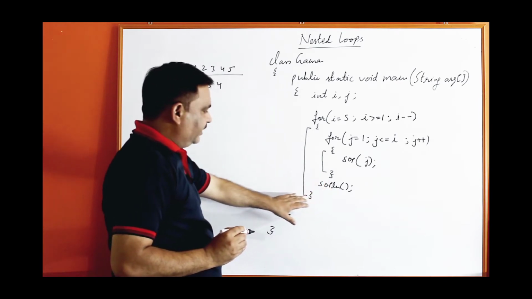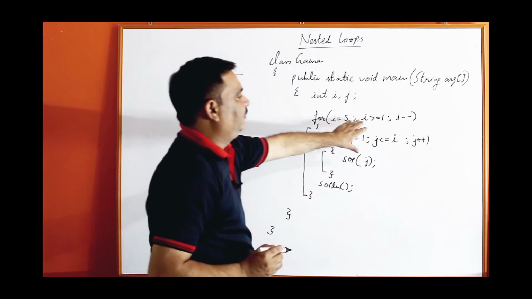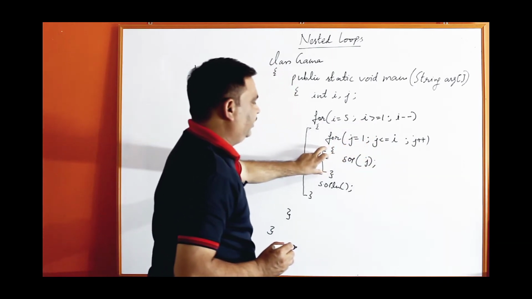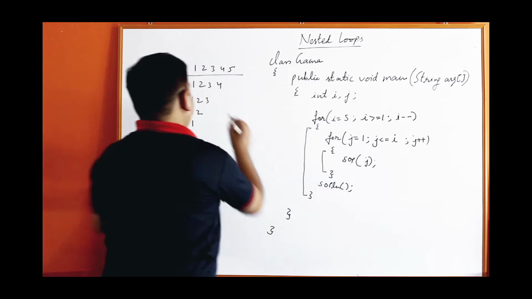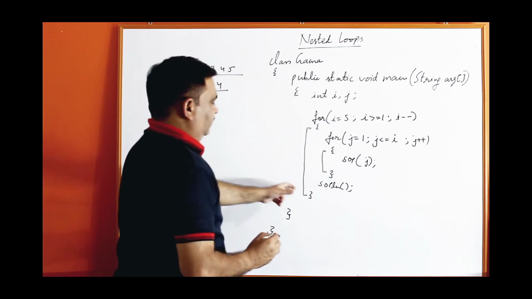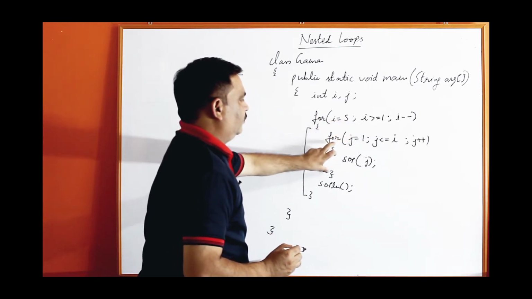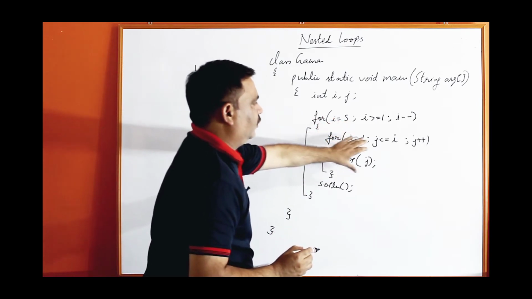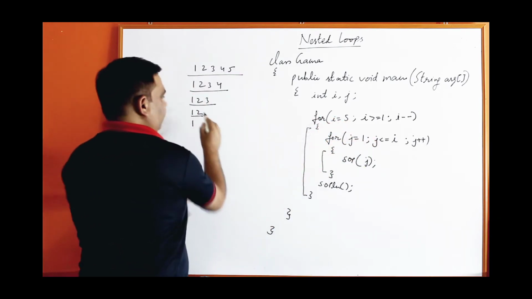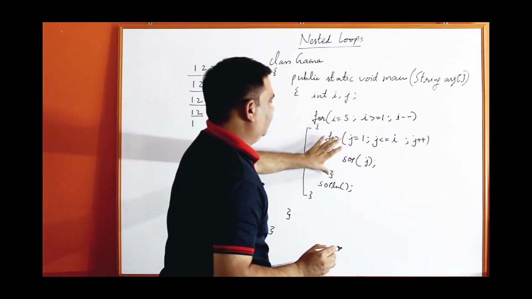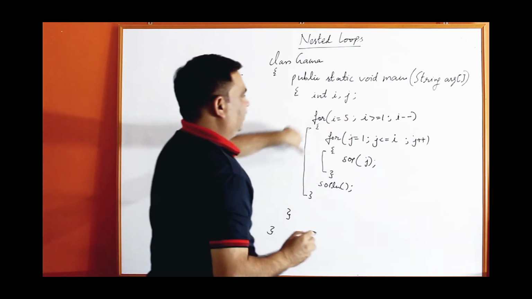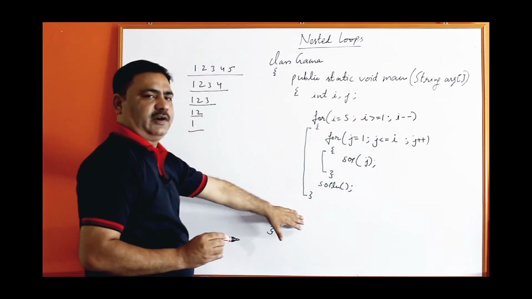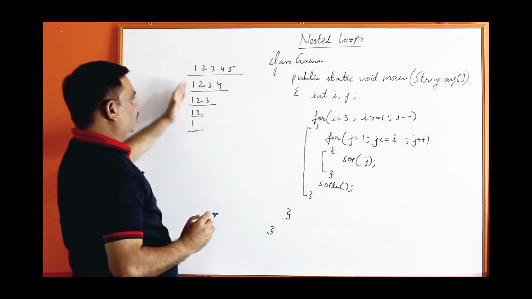It will change the line with println. Second time it will become 4. Start from 1 up to 4. So 1, 2, 3, 4 will be printed here. Third time it will become 3. So 1, 2, 3. Next time it will become 2, 1 to 2. Then finally I will become 1, up to 1, and then when I will become 0, 0 is not greater than or equal to 1, so come out of the outer loop. So in such a way you can get such kind of output.